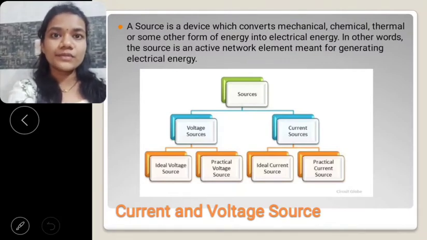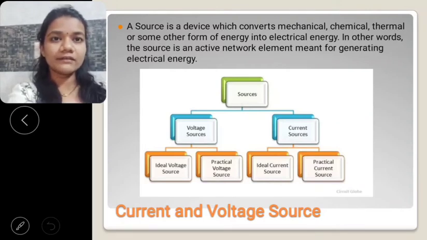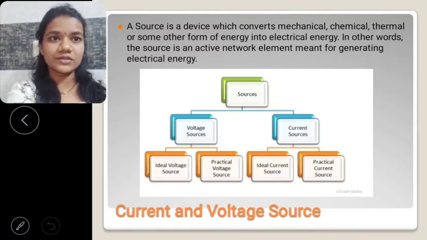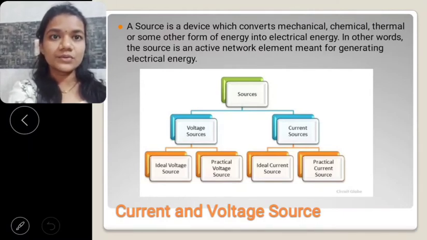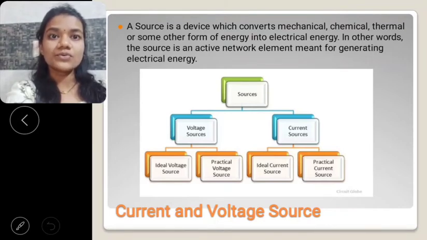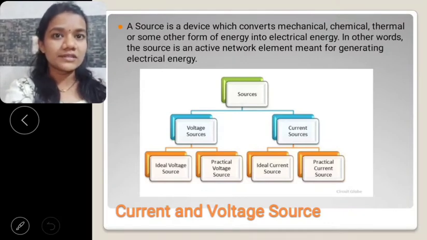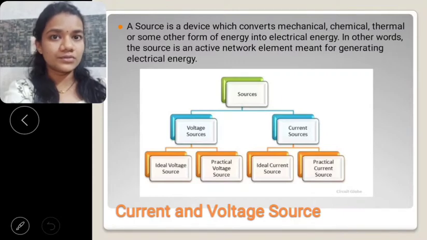So what is meant by a source? A source is a device which converts mechanical, chemical, thermal or other forms of energy into electrical energy. In other words, a source is an active network element meant for generating electrical energy. For electrical energy generation we require a source, because a source can convert any form of energy into electrical energy. So these are the types of sources: voltage source and current source.